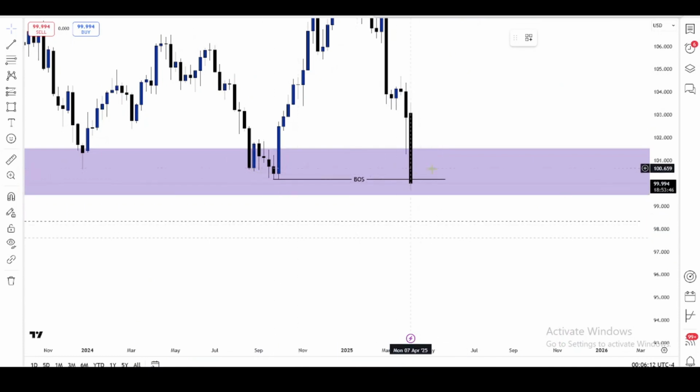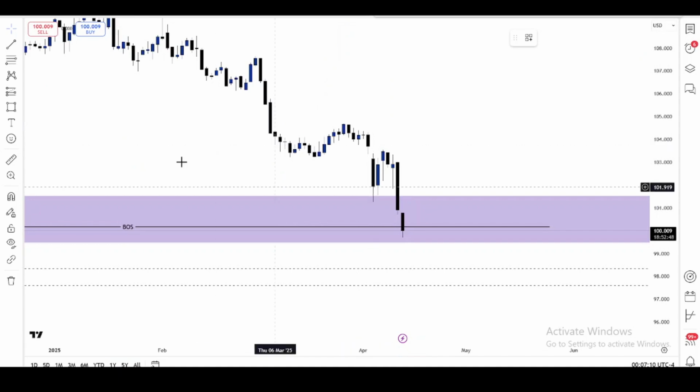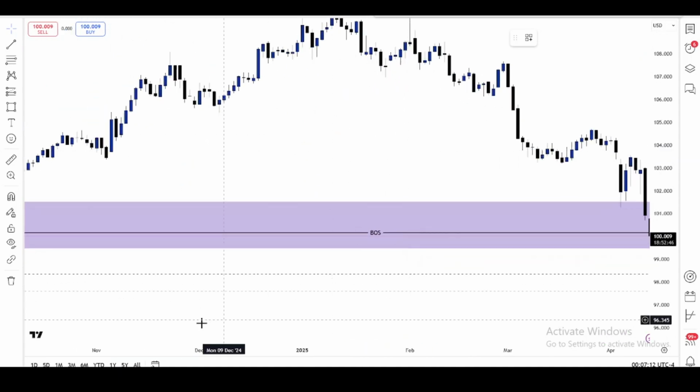And if price actually wants to react from here after taking out this liquidity, we also want to see a shift in market structure on the lower time frame. Do you understand? We want to see how price is going to react to this area after sweeping this liquidity here. Do you understand? The next thing is to go to the daily time frame, working your way from the higher time frame to the lower time frame.